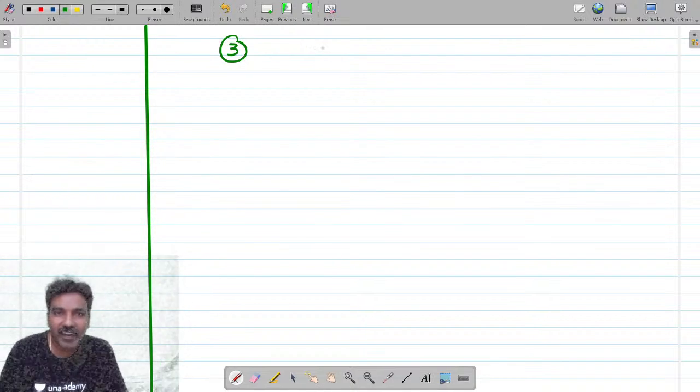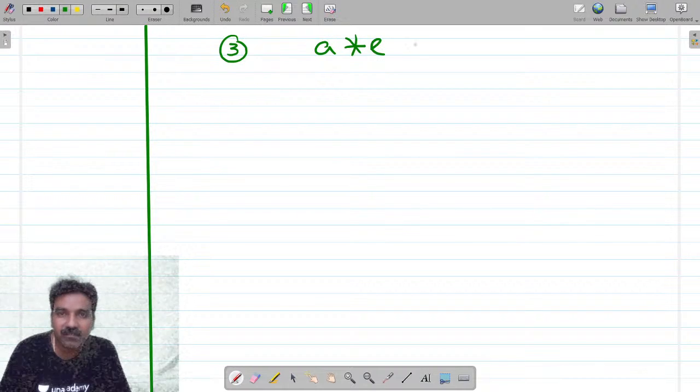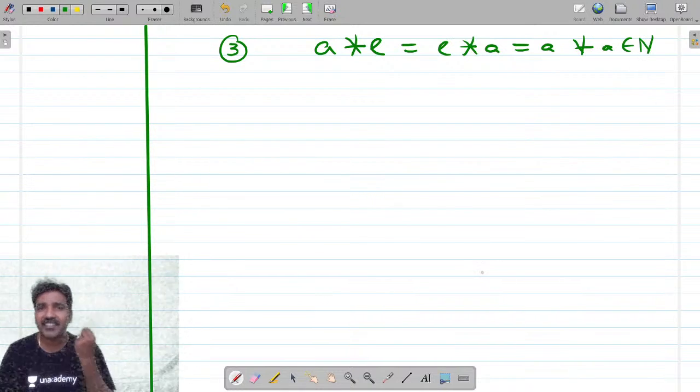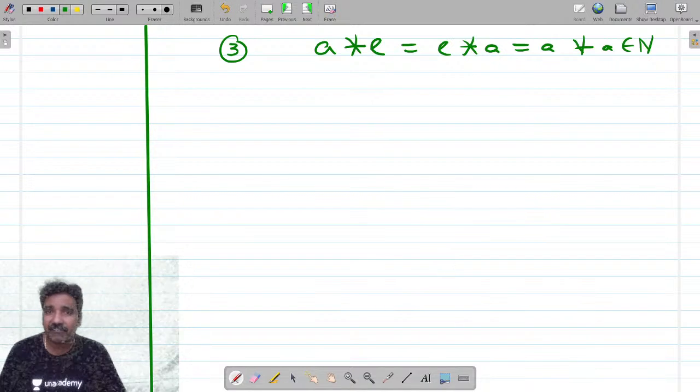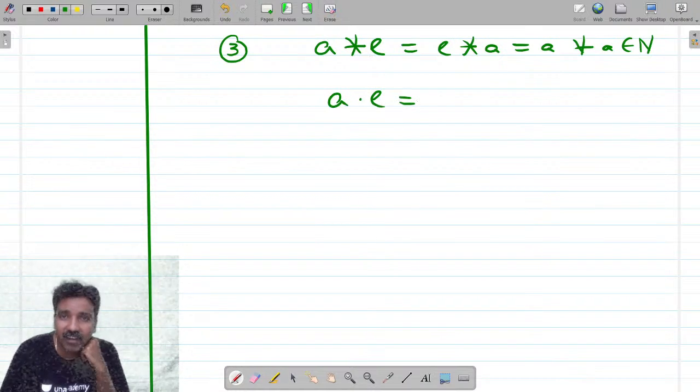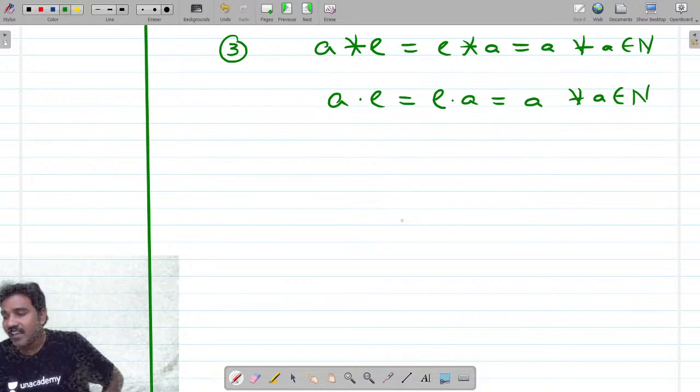I'm writing identity law. మీరు కన్ఫ్యూజ్ అవ్వద్దు. ఇది చూడండి, A star E equal to E star A equal to A for all A belong to n. డెఫినేషన్ గుర్తించుకోండి. ఇక్కడ G అంటే n, స్టార్ అంటే ఇక్కడ డాట్, E అంటే మీరు ఫైండ్ అవుట్ చేయాలి. ఆల్రెడీ వీ హ్యాడ్ డిస్కషన్ అబౌట్ ప్లస్. So A star E equal to E star A equal to A for all A belong to n. So what is E? E value 1.